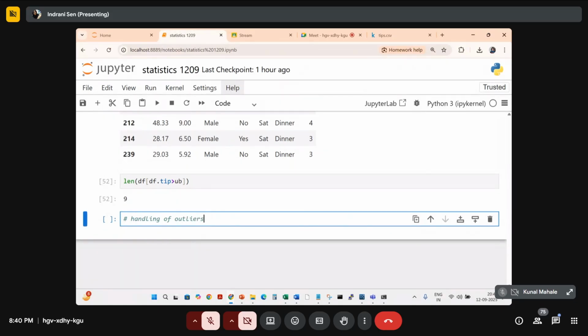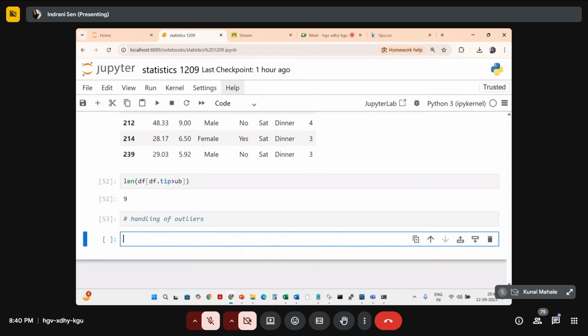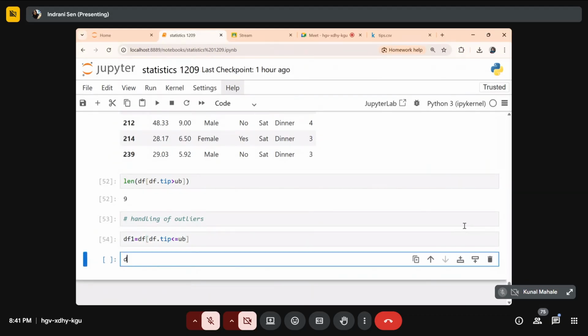First, you may want to remove the outliers from your data set. So I'm writing df1 equal to df, filtering this df with df.tip less than or equal to ub. That is going to remove my outliers, but the problem with this scenario is it is going to remove a lot of data from your data set.